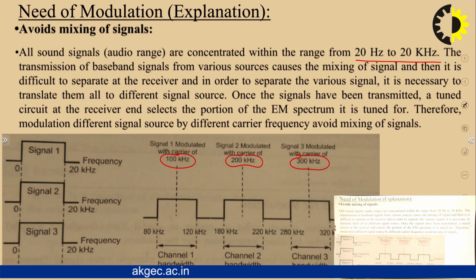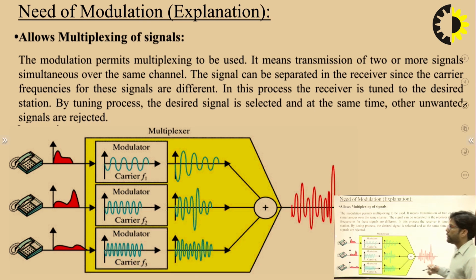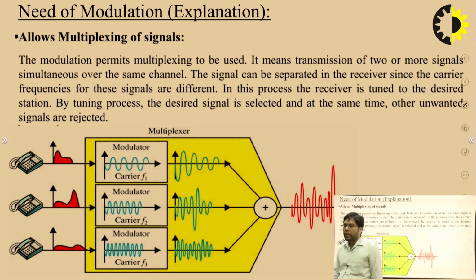Now, the fourth one is that it allows multiplexing of the signal. What is multiplexing? As the name suggests, multi means multiple signals can be transmitted through a single channel. That is called multiplexing. How can it be possible? It is only possible by using modulation, at different carrier frequencies.